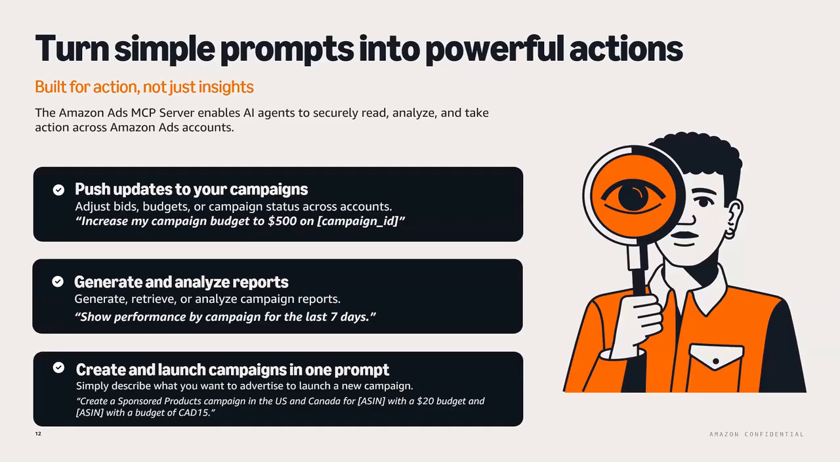And where things get really powerful is with the advanced workflows. For example, you can create and launch a campaign in one prompt. Create a sponsored products campaign in the US and in Canada for this ASIN with a $20 budget. Behind the scenes, the MCP server coordinates the campaign creation, the ad group, the ad creation, all in one prompt. And one important note here is that campaigns created through the MCP server come up in a paused state by default. And that's an additional guardrail so you can review everything before it goes live.